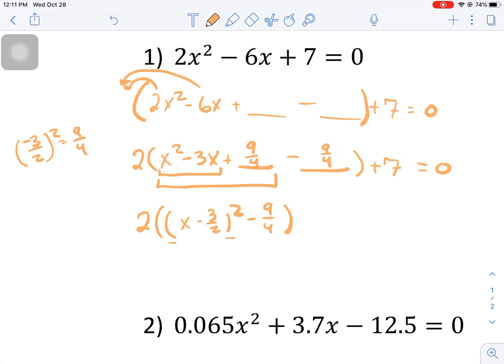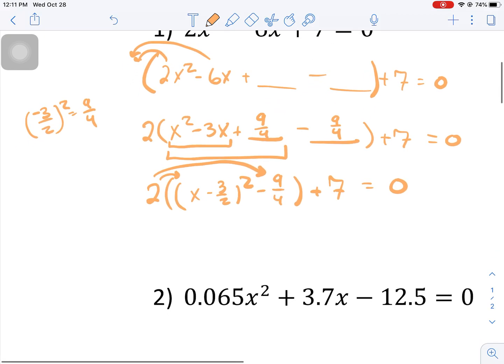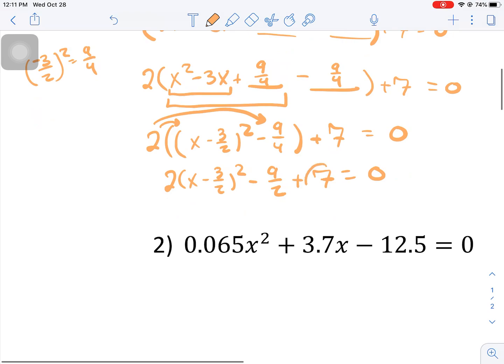Notice I added another set of parentheses inside of the original set of parentheses we had. That plus 7 is still on the end. And now what's going to have to happen from here is we distribute the 2 to both of these things. So it's going to be 2(x minus 3/2) squared. And then now the parentheses are gone because we distributed the 2. So 2 times 9/4 would be 2 divided by 4, which would be a 2 in the bottom. So that's 9/2 plus 7 is equal to 0.